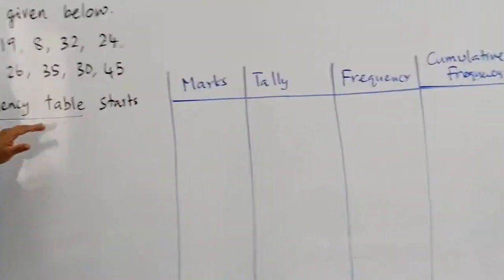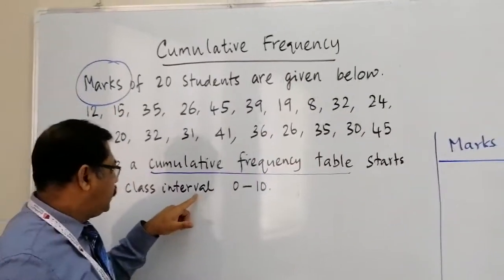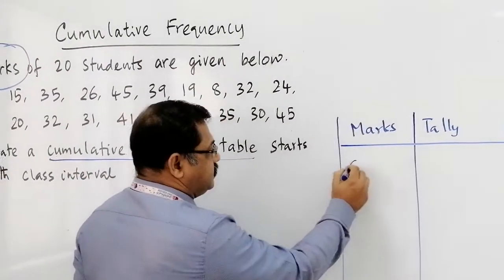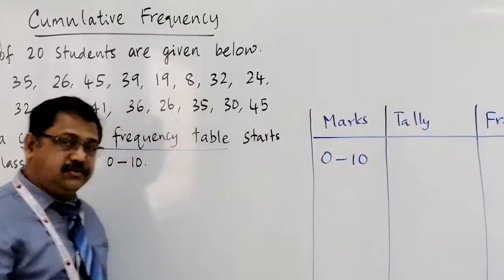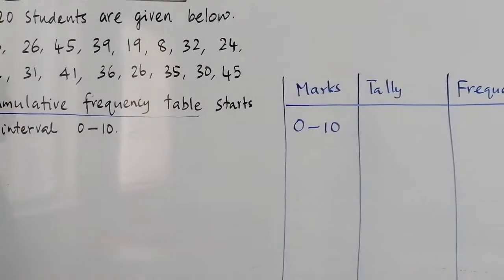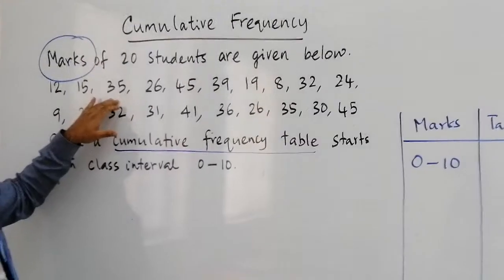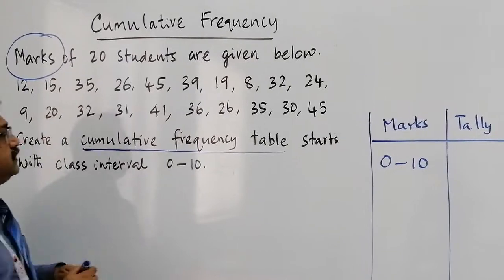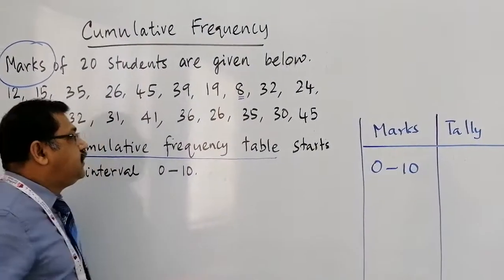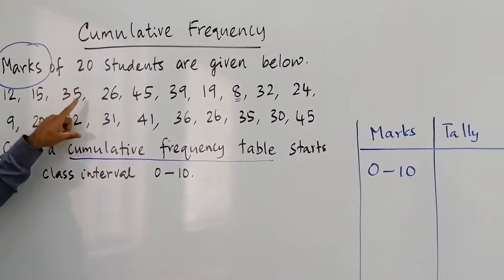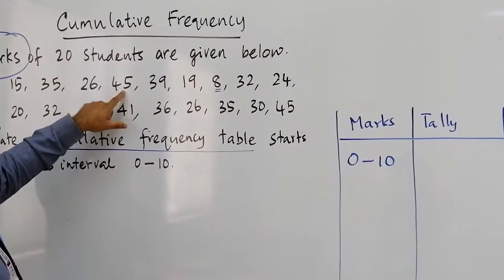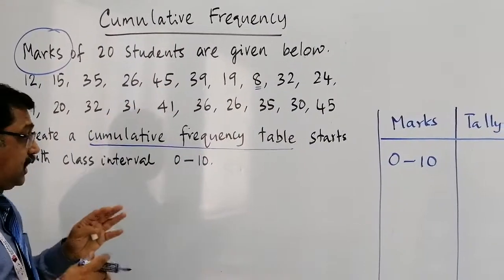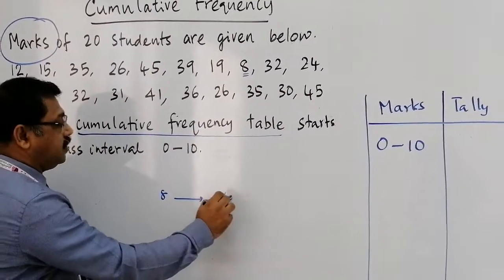Let's see. The question says you need to start with the class interval 0 to 10. So the first class interval will be 0 to 10. How do you know it's 0 to 10 and up to how much we need to go? Look at our data. The lowest value is 8, and the largest value is 45, the last data. So the data ranges from 8 till 45.